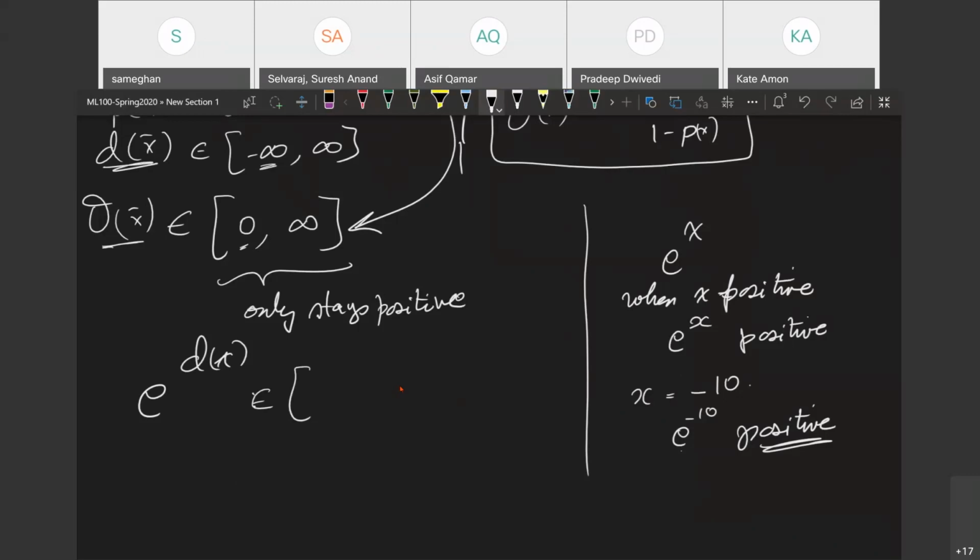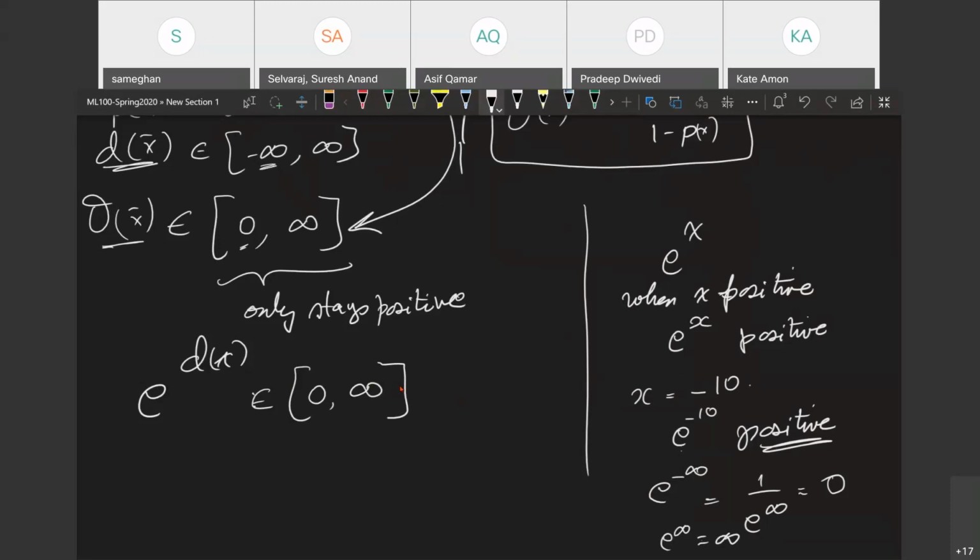What is e to the minus infinity? That is equal to 1 over e to the infinity, and that is equal to 1 over a very, very, very large number, which is equal to 0. It goes from 0 to, of course, e to the power infinity, which is infinity. Right? It goes to infinity.